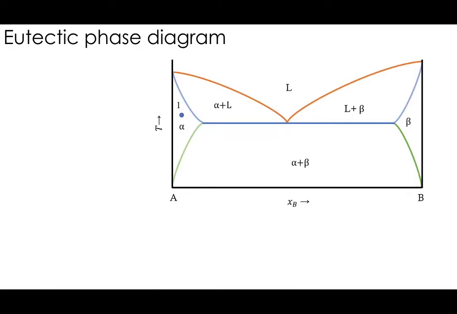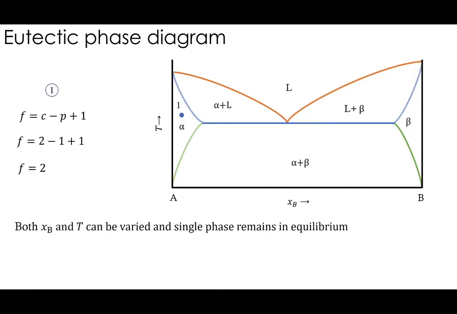It is inside the single phase alpha, right? So at this point, if we apply the Gibbs phase rule, C is 2 since it is a binary system, and P is 1 since we are considering a single phase domain. So F turns out to be 2. Degrees of freedom is 2. What does it mean? Both composition XB and temperature can be varied and single phase remains in equilibrium.